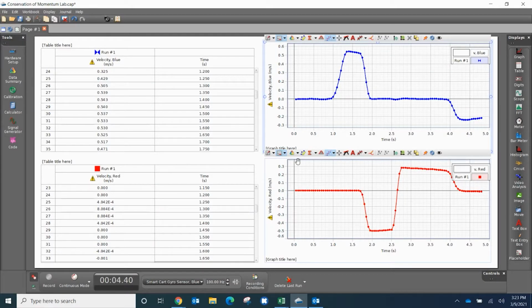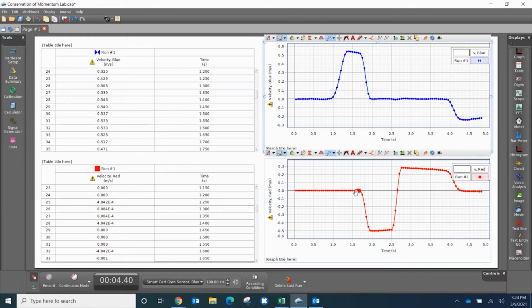I just wanted to go over some of this data analysis with you in preparation for continuation and completion of your lab for this conservation of momentum here. So this is the first collision, the elastic collision, and I want to go over some of the points of the graph and how you're going to capture this data.